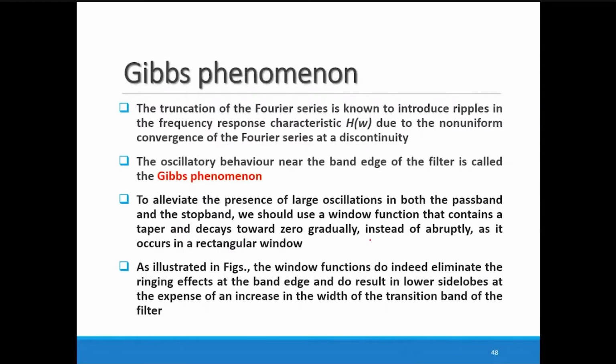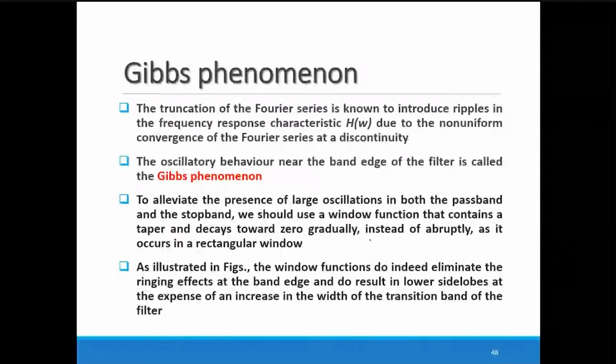The oscillatory behavior near the band edge of the filter is called the Gibbs phenomenon. As we increase M, the number of oscillations or ripples will increase. This particular oscillatory behavior has a certain name, given after its discoverer: the oscillatory behavior near the band edge of the filter is called the Gibbs phenomenon.